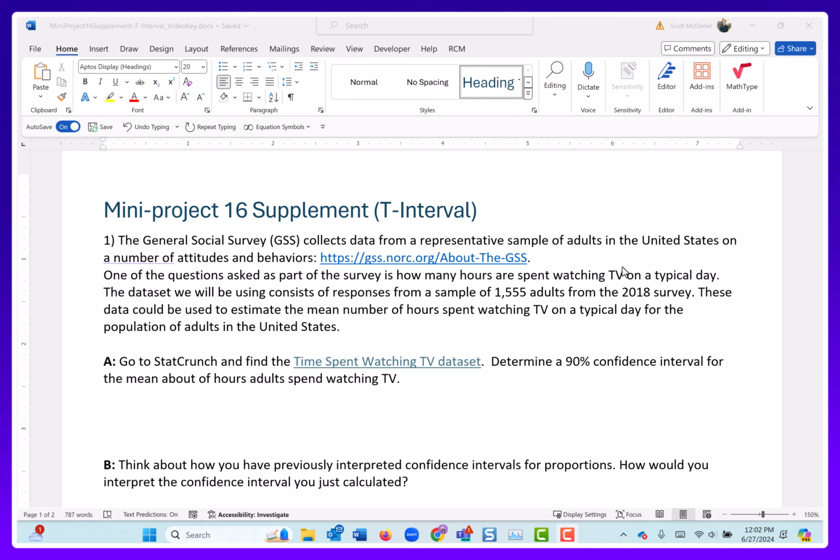This is a mini project supplement over the t interval. Number one, the General Social Survey, GSS, collects data from a representative sample of adults in the US on a number of attitudes and behaviors. So I've given the link here.